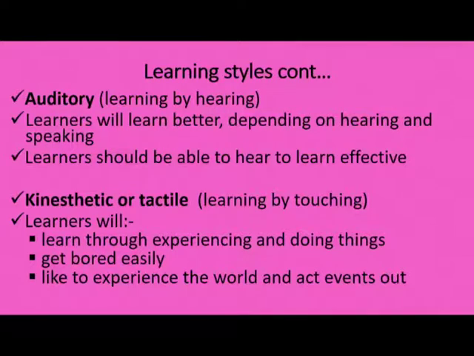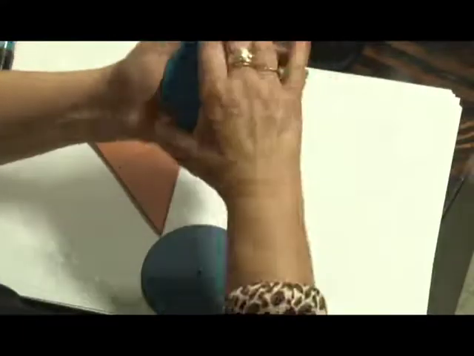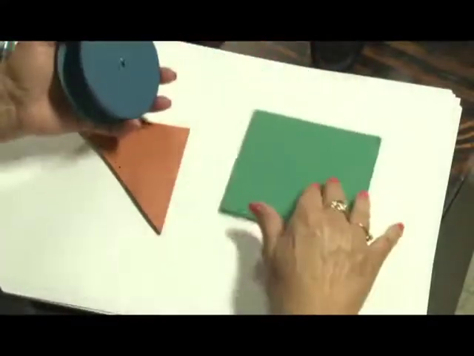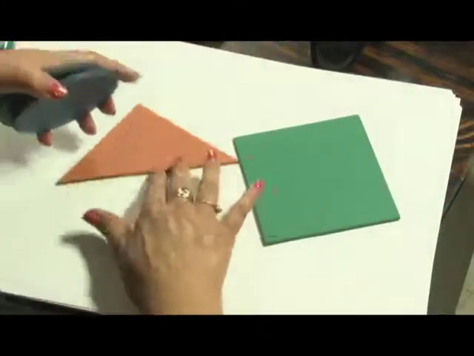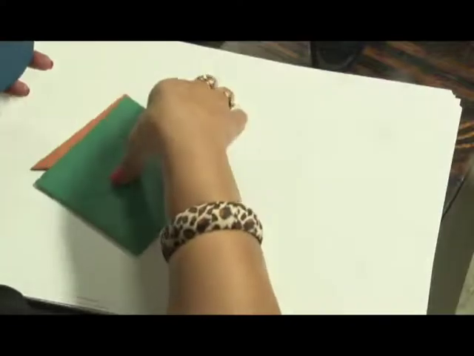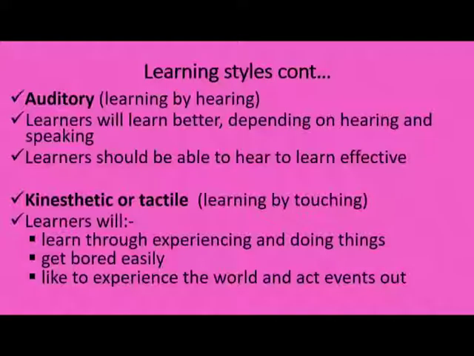So for them to be able to know what a circle or a triangle or a square is, means they should touch the object. They should feel the object. That is how they know this one has 3 sides, this one has 4 sides. They are the ones that learn by experiencing things. So they are the ones that will get bored easily if the teacher just uses the voice when they teach.